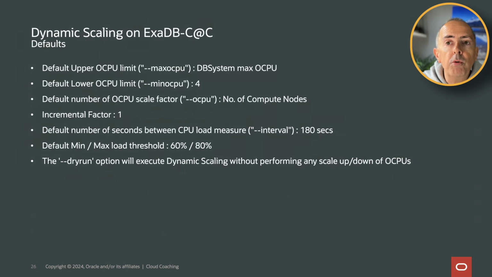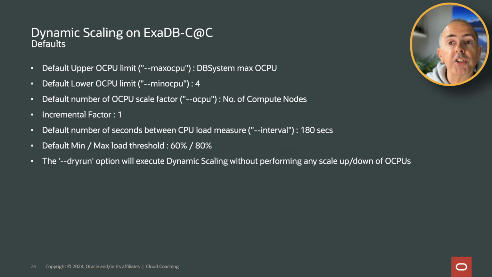So here are some of the defaults for some of the options. The default upper OCPU limit is basically as many OCPUs as you have available. And the default lower limit is 4 OCPUs per VM. The default scale factor is based on the number of database server nodes. And the standard measurement period is 180 seconds. And at any time, you can just execute the command with the dry run option, which will execute the dynamic scaling scripts without actually performing the scaling.